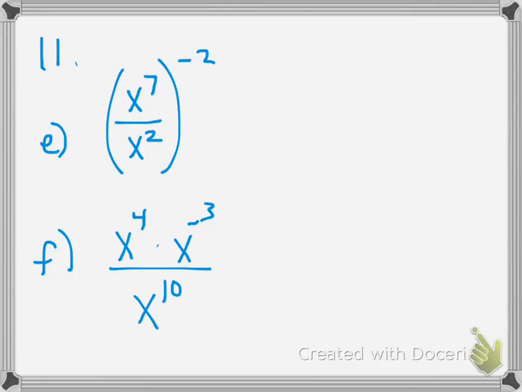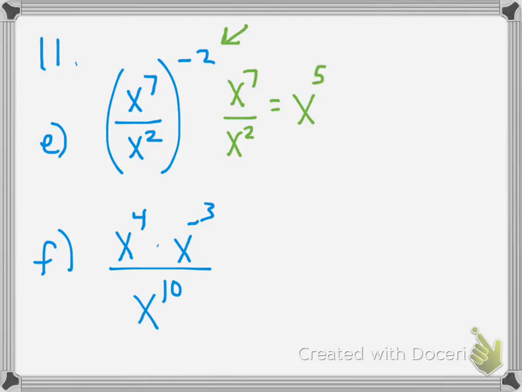All right, finishing up number 11, parts E and F. So for part E, inside the parentheses, the x to the 7th over x squared, before we even apply this exponent right here, let's ignore it. So cover it up. If I had to simplify x to the 7th over x squared, I can use my division property of exponents that says if they have the same base and I'm dividing, all I do is subtract the exponents. So 7 minus 2 is 5.